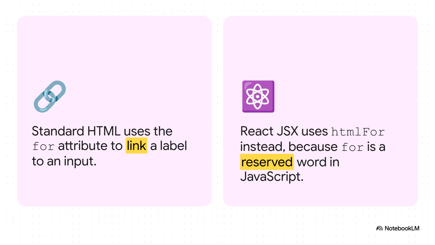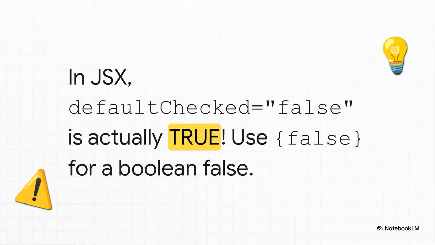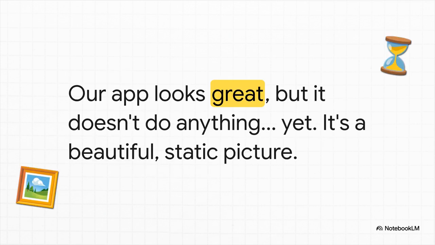Here's another little detail that's super specific to React. In normal HTML, you use the for attribute to connect a label to an input field. But in JSX, you can't, because for is already a reserved word for for loops in JavaScript. So React uses htmlFor instead. A small change, but a crucial one. And oh man, this is a pro tip that will save you so much frustration. In JSX, if you write defaultChecked equals "false", you'd think that would uncheck a box, right? Wrong. It actually checks it. That's because you're passing the string "false", and in JavaScript, any non-empty string is considered true. It's a classic gotcha.